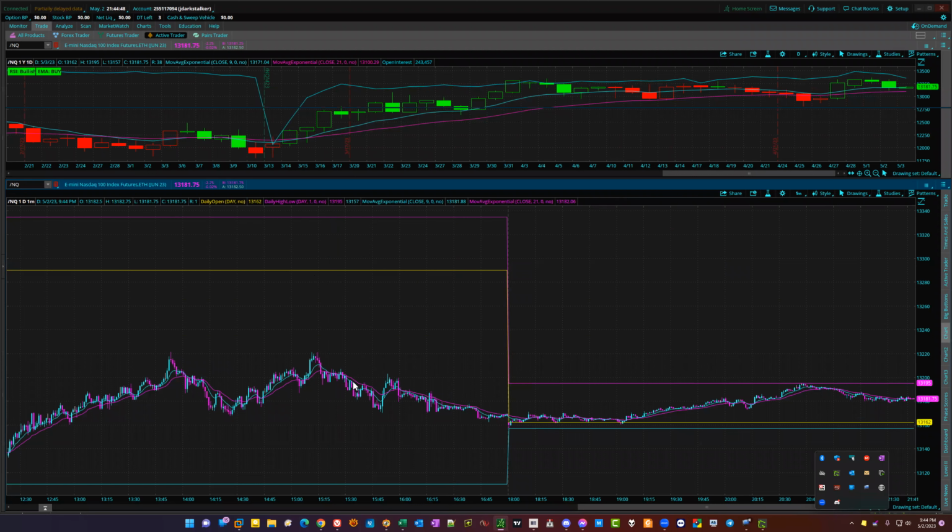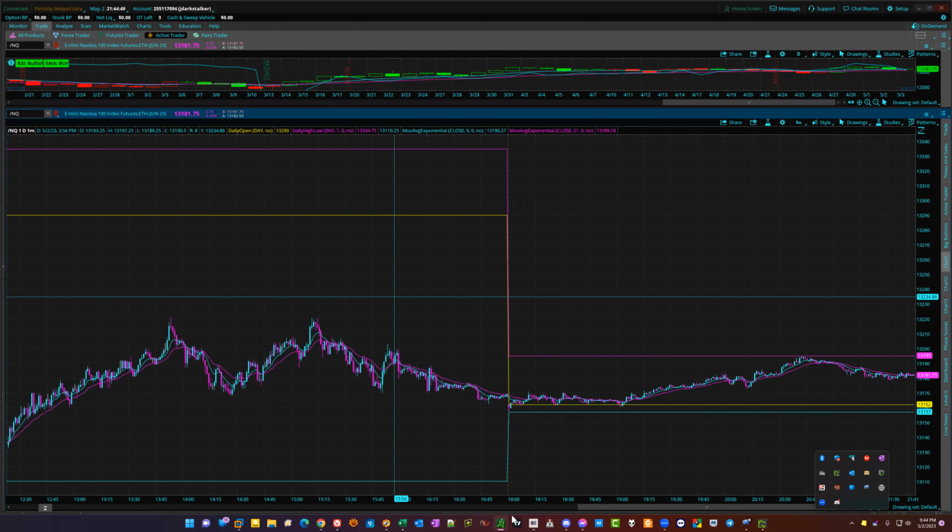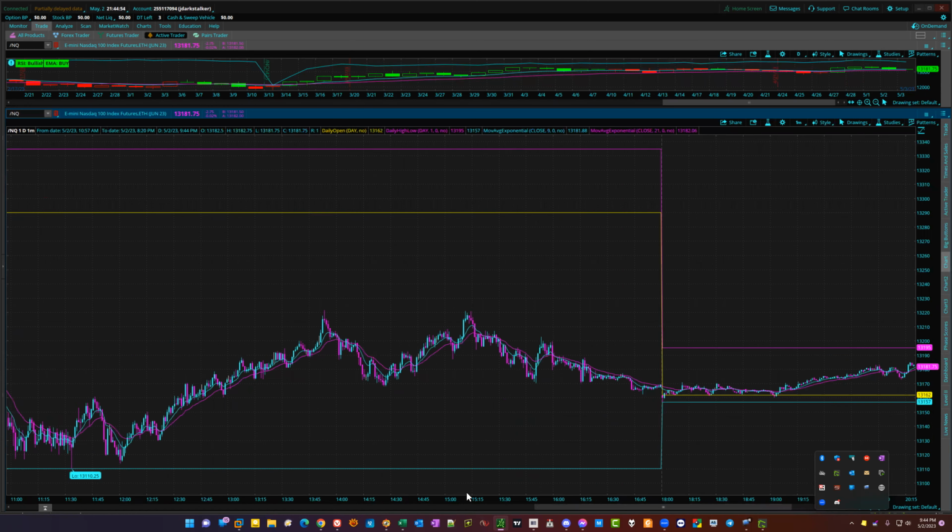Let's say you have a blank screen with no resistance and no support lines, and you can start drawing it. Yeah, like this.